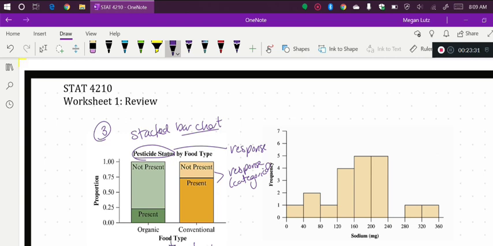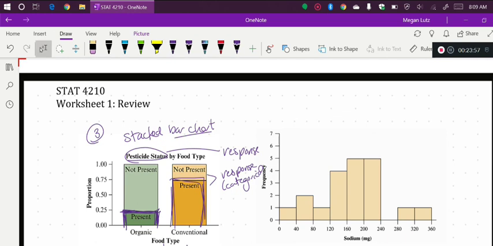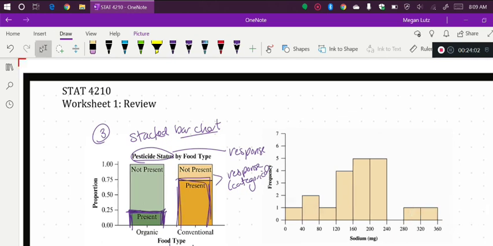So to interpret this plot, to describe what's going on, the distribution of pesticide status for conventional food types is very high. There is a much higher proportion of pesticides in conventional foods, this box here, than there is in organic foods, because the proportion of pesticide status in organic foods is very low. So we're still going to compare the heights of bars, it's just the relevant heights of bars.